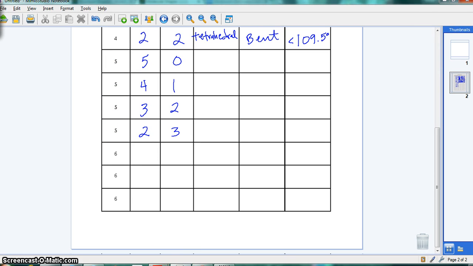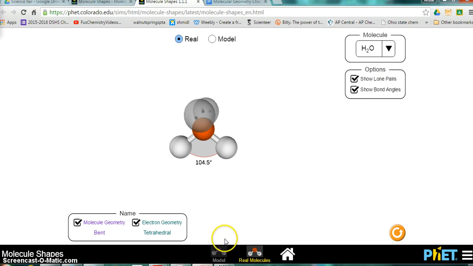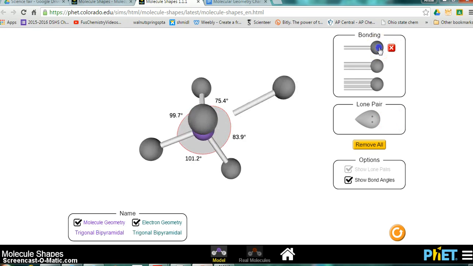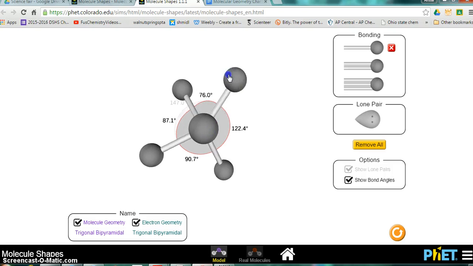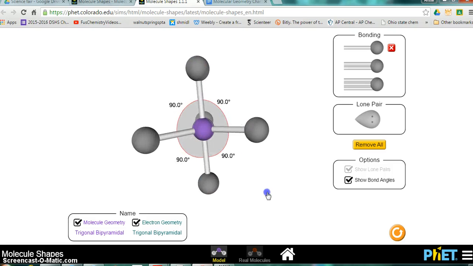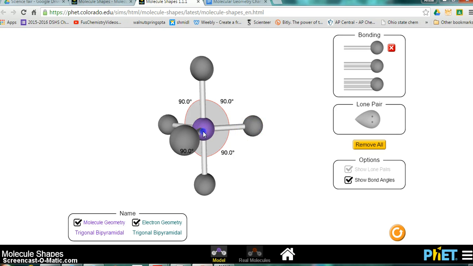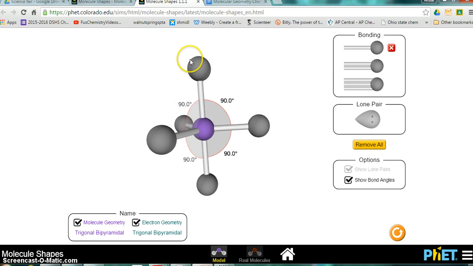So here we go to our geometry. We want to go back to our models, take off our lone pairs. Now we want to have 5 bonds. Okay, so let's see if I can flip this around so you can see what it looks like. When we have 5 bonds, what we have here is called trigonal bipyramidal. You can see we have a triangle in the middle, and there is a pyramid on the top and a pyramid on the bottom, and they both have a triangular base. That's called trigonal bipyramidal.